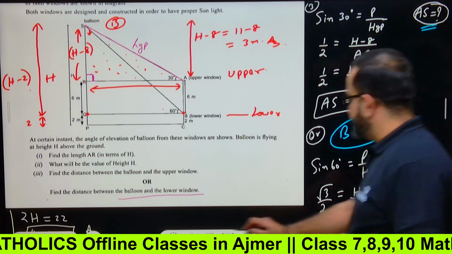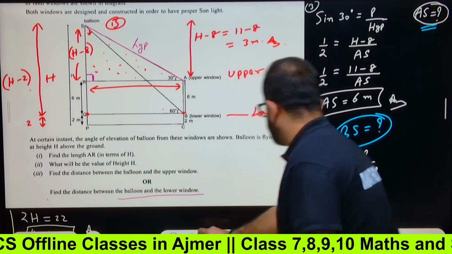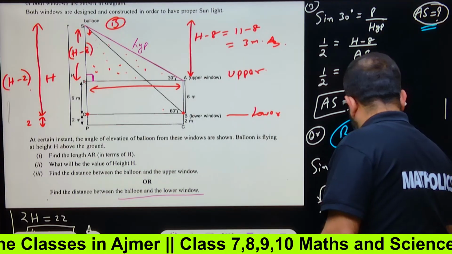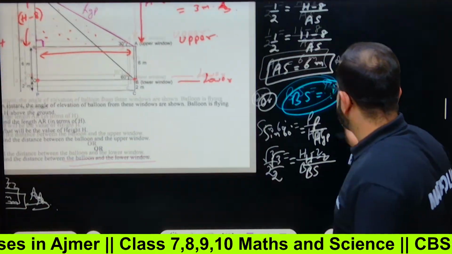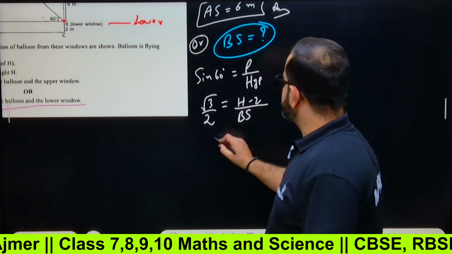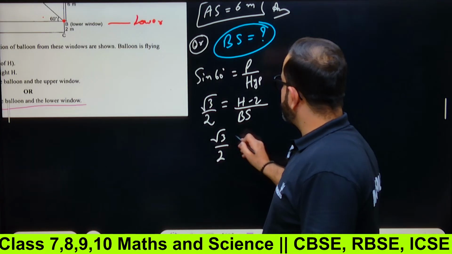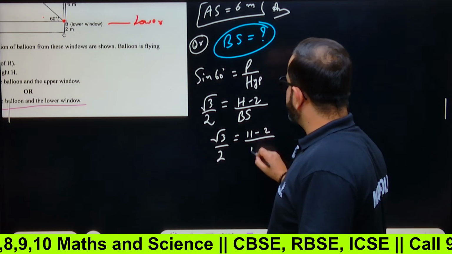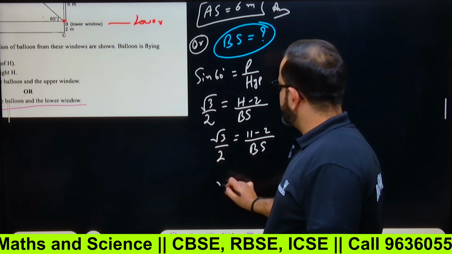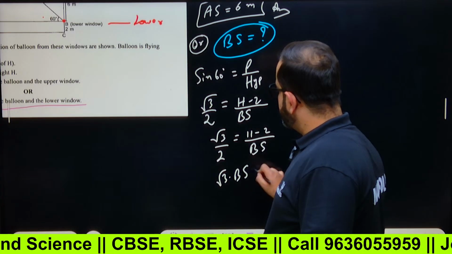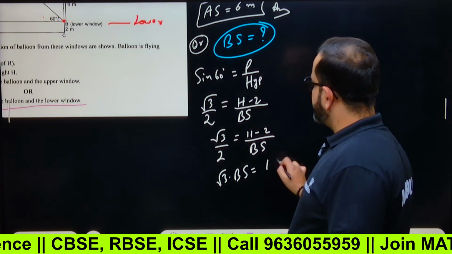So how to solve this part? Wait. Keep on copying, right? I won't be able to give you time for that. So this is it, and h is 11. So under root 3 by 2 equals 11 minus 2 upon BS. So under root 3 into BS will be equal to 11 minus 2, 9, 9 twos are 18.